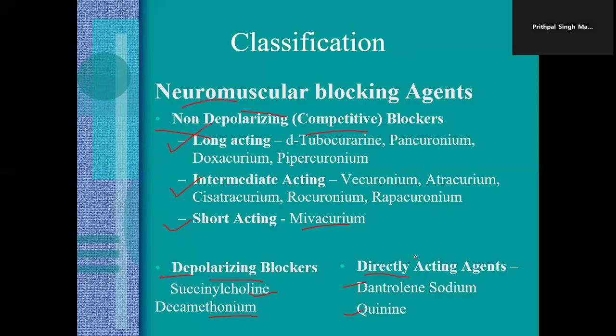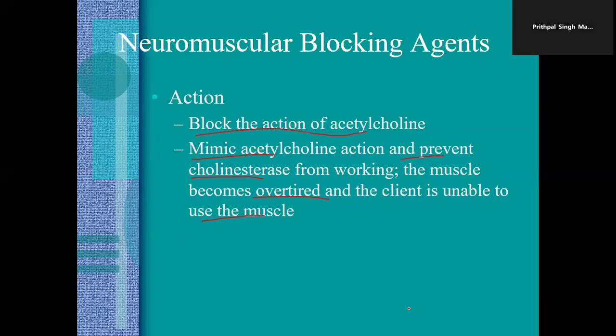Now, the peripherally acting are further subdivided into drugs acting on the NM type of receptor and drugs acting on the muscle fiber. Drugs acting on the neuromuscular receptor are further subdivided into two broad categories: non-depolarizing competitive blockers and depolarizing non-competitive blockers. The non-depolarizing competitive blockers are further subdivided into long-acting, intermediate-acting, and short-acting, whereas depolarizing has two broad drugs in its category, succinylcholine and decamethonium. Then we talk about directly acting agents: we had dantrolene sodium and quinine.